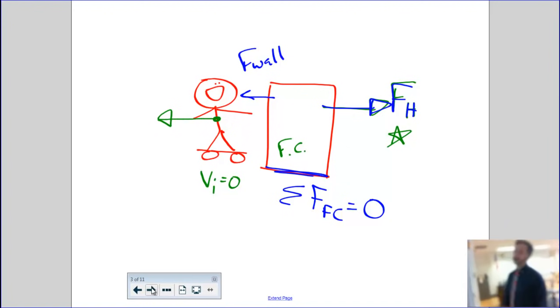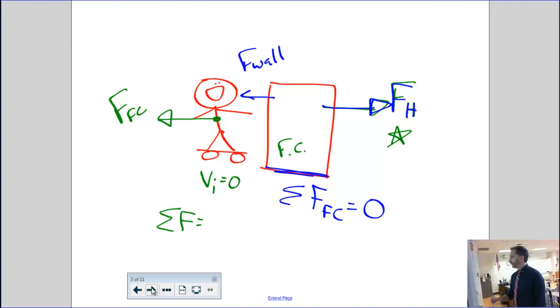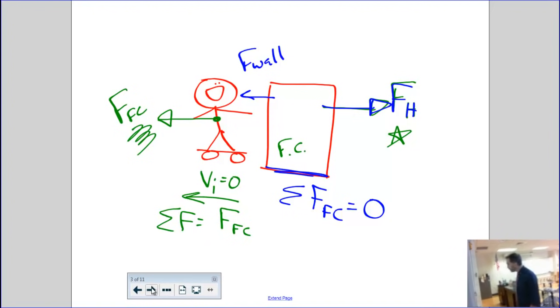And the only thing that I can think of that possibly could have pushed me is that filing cabinet. So there must have been a force from the filing cabinet pushing me. And as a result, my net force is equal to whatever this force from the filing cabinet is, right? Okay, and that produced an acceleration and changed my velocity to make me move this way. So, that is the deal, all right?